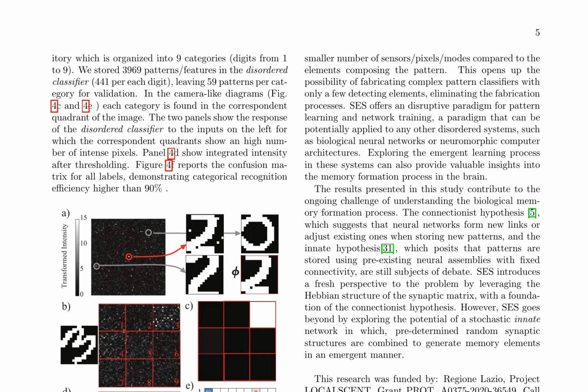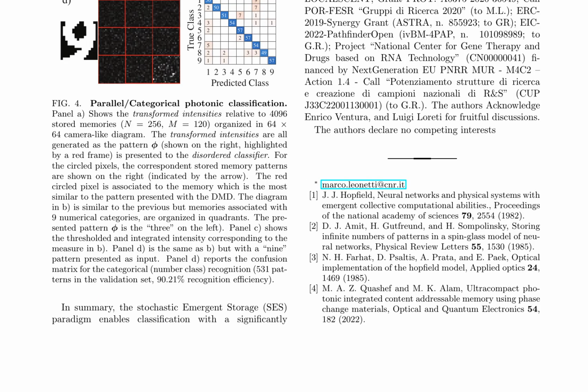The research paper discusses the stochastic emergent storage, SES, paradigm, which enables classification with a significantly smaller number of sensors, pixels, modes compared to the elements composing the pattern. This opens up the possibility of fabricating complex pattern classifiers with only a few detecting elements, eliminating the fabrication processes. The SES paradigm leverages the Hebbian structure of the synaptic matrix, with a foundation of the connectionist hypothesis.